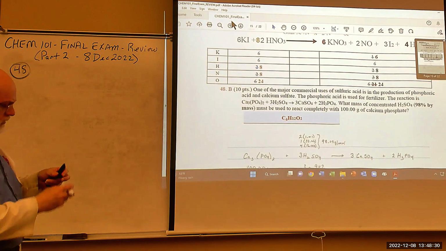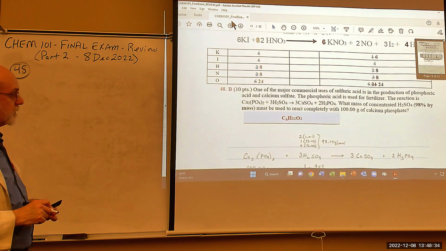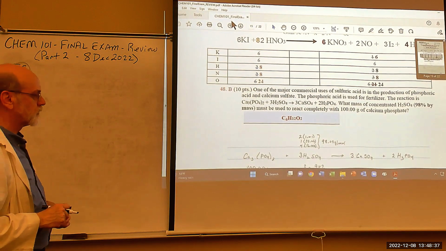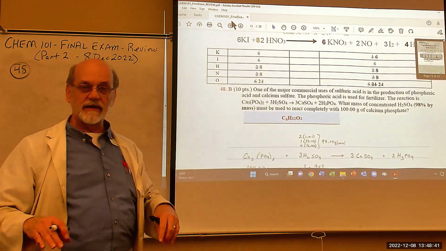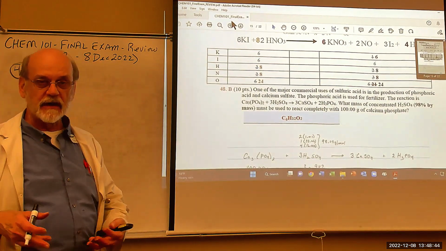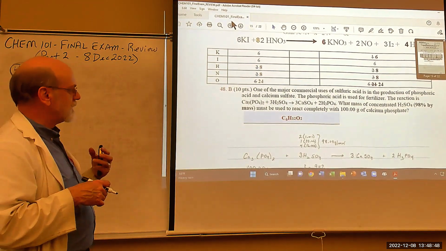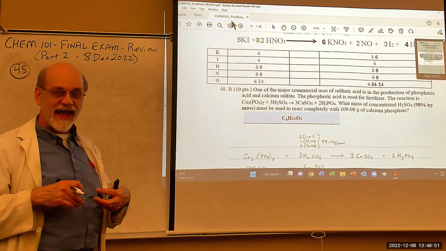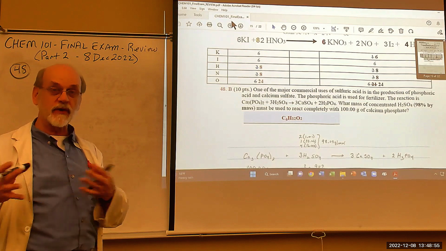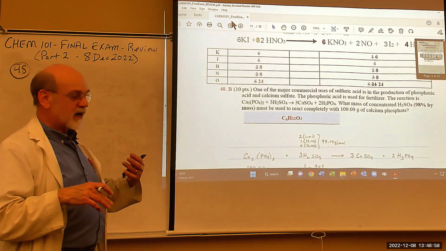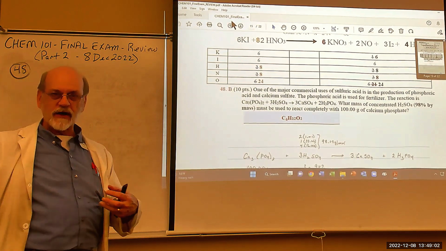So one of the major commercial uses of sulfuric acid is in the production of phosphoric acid and calcium sulfate. The phosphoric acid is used for fertilizer. In fact, phosphate rock is mined from the ground, and then it's reacted with sulfuric acid to remove the calcium from it. And what happens is the phosphoric acid then, as it is dehydrated, in other words, separated from the mixture, and dehydrated, polymerizes, and you get these long phosphate chains.